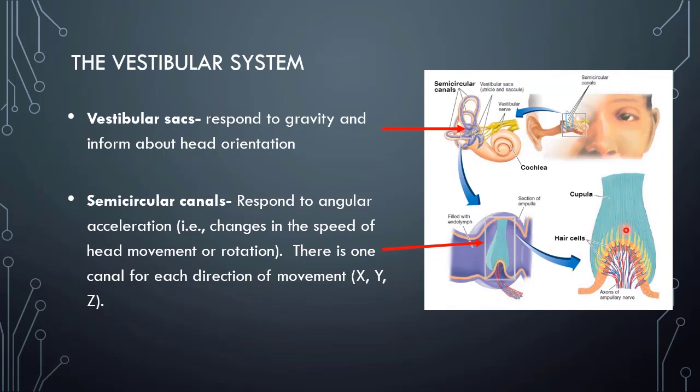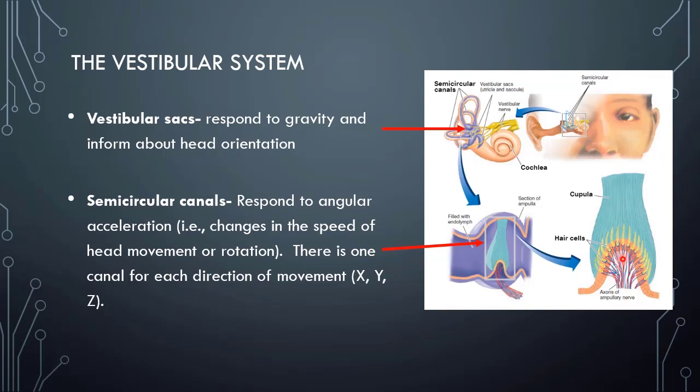And basically different kinds of movement will cause these cupula extensions to bend and cause hair cells to bend. And this is what creates a receptor potential.